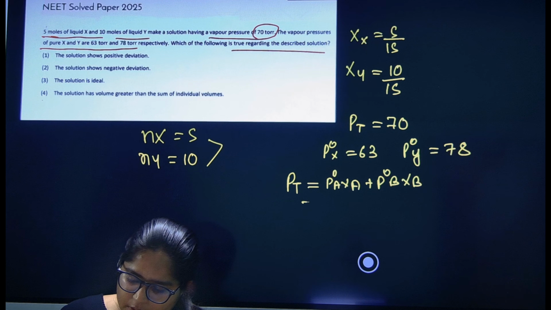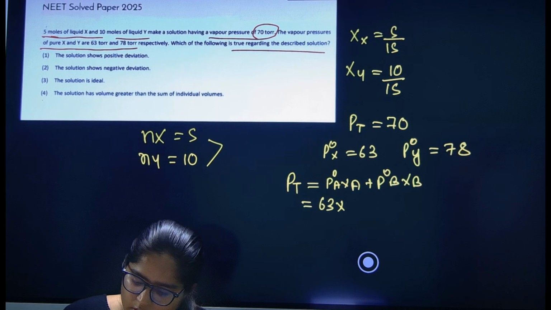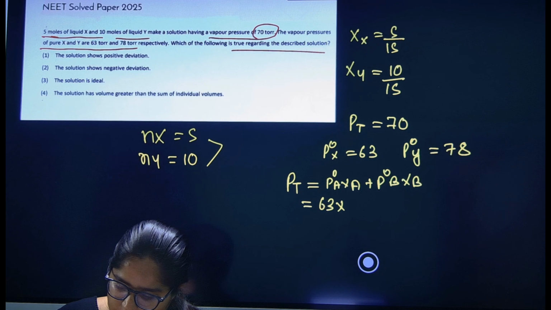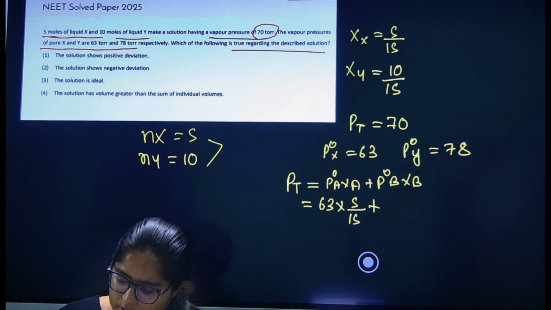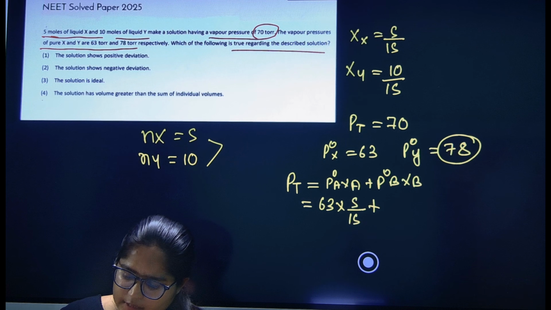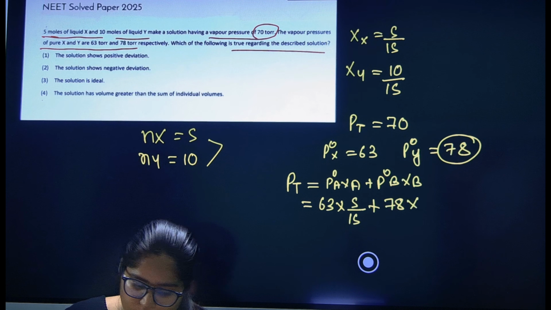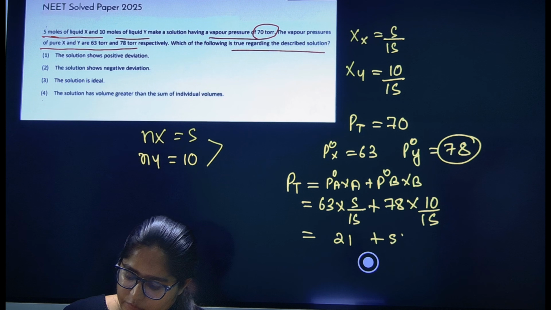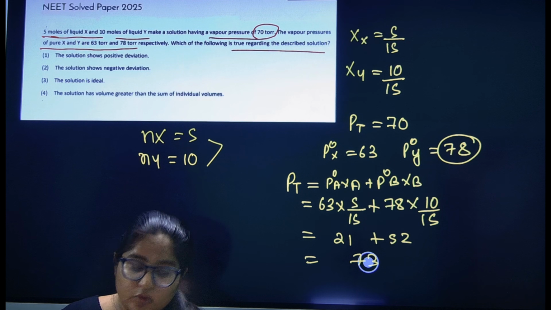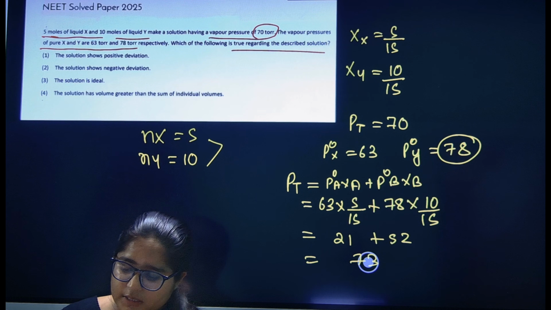Okay, P naught A how much? 63. X A how much is given? 5 by 15, plus P naught B how much is given? P naught B means Y, so 78, and for Y how much mole have we taken? 10 by 15. After calculation we will get here 21, here we will get 52, so in total we will get 73.